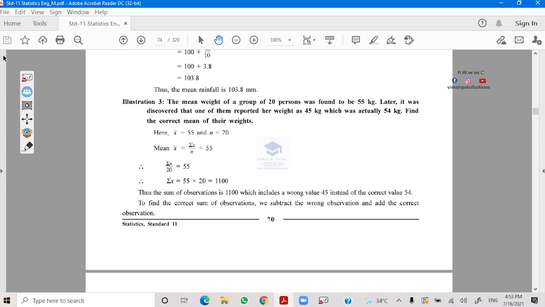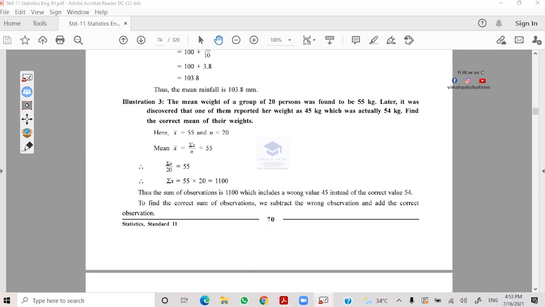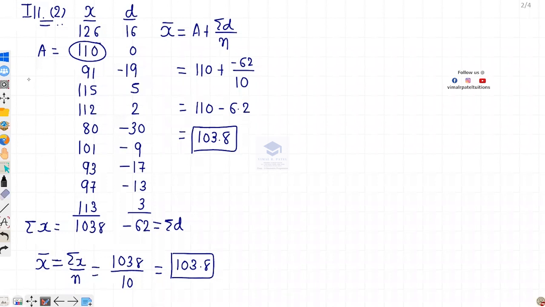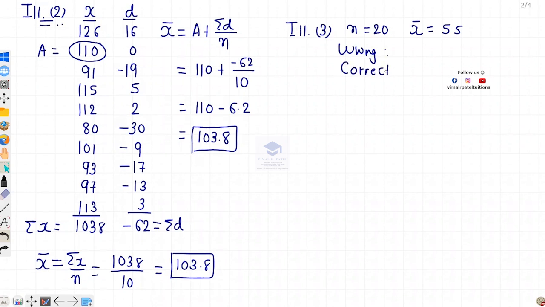Now, in this type of sum, first of all, you have to find out sigma x. See, what have you been given? N is 20. Mean x bar. Then wrong value and correct value. So the wrong value is 45 instead of 54. So we have to subtract the wrong value and add the correct value.